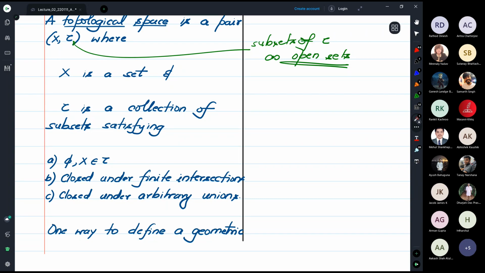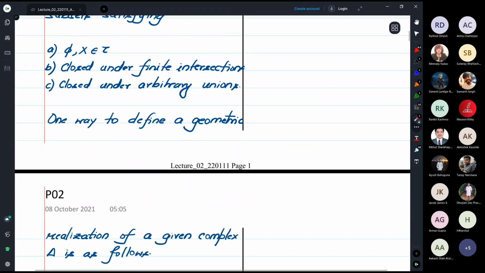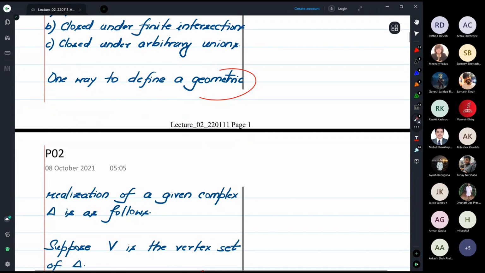So without you being able to do that, you won't be able to talk about continuity of functions. This is a topic more suited to be discussed under functional analysis and some related topics. So I'll just leave this discussion over here, and we will continue to understanding this concept of a geometric realization.